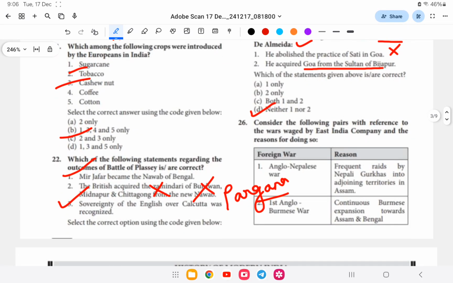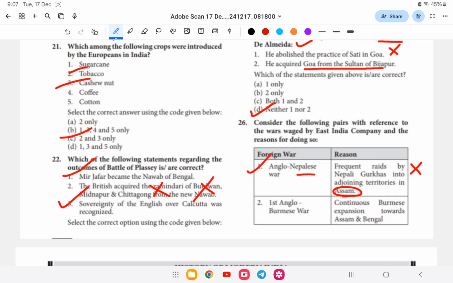Question number 26. Consider the pairs with reference to the wars waged by the East India Company and the reason for doing so. Number 1, Anglo-Nepalese War, that is Treaty of Sugauli 1816. Frequent raids by Nepali Gurkhas into adjoining territories in Assam. So 1 is wrong. Number 2, First Anglo-Burmese War.